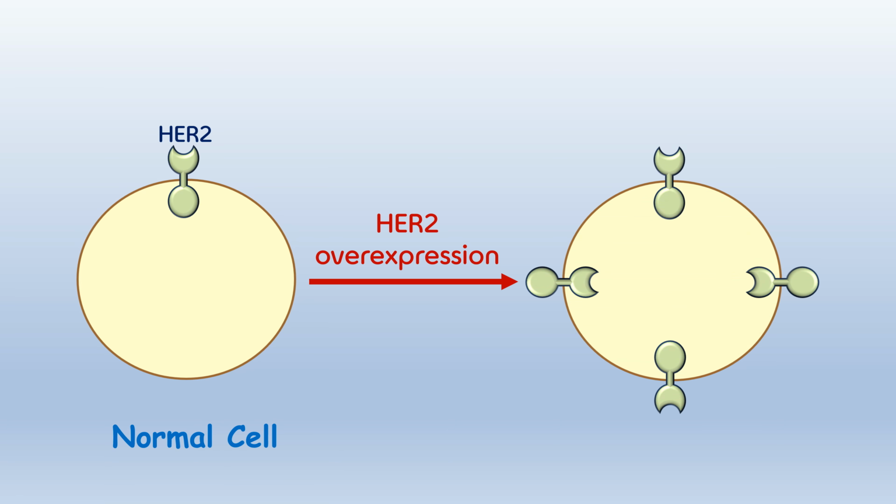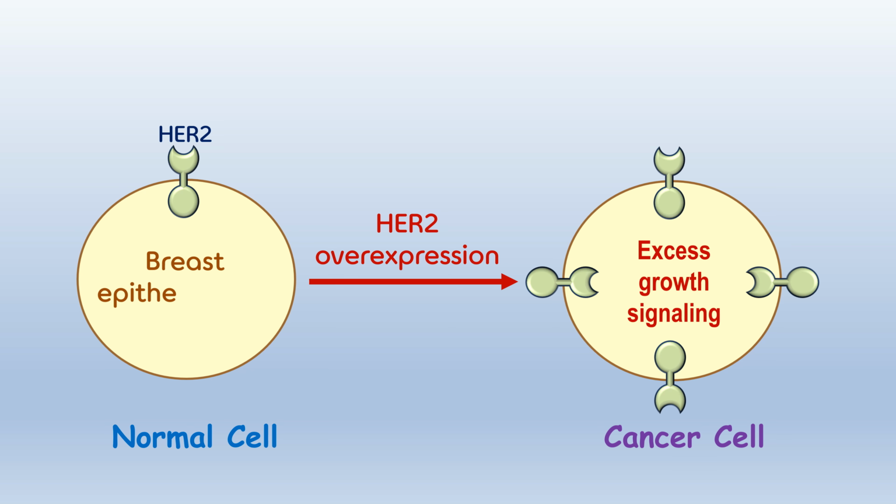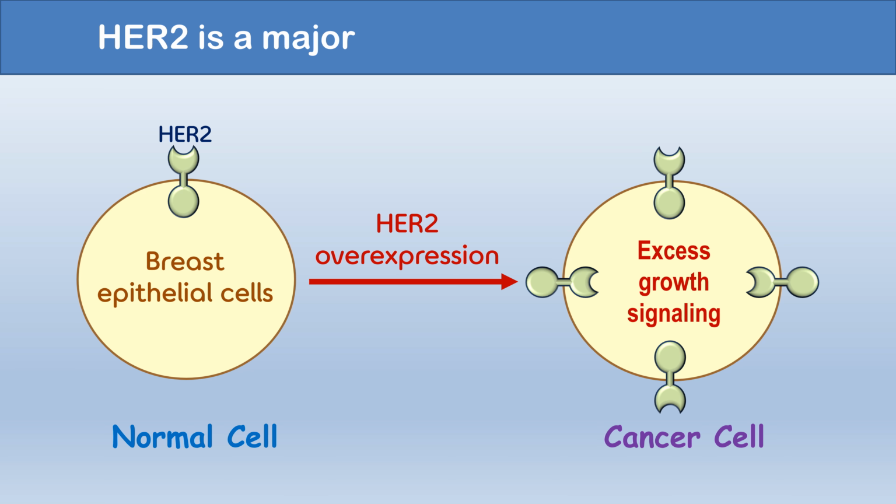A unique characteristic of HER2 is that it can become overexpressed due to abnormalities in gene regulation. This leads to excessive growth signaling, ultimately turning a normal cell into a cancer cell. HER2 overexpression is particularly common in breast epithelial cells, which is why HER2 is considered a major oncogene in breast cancer.